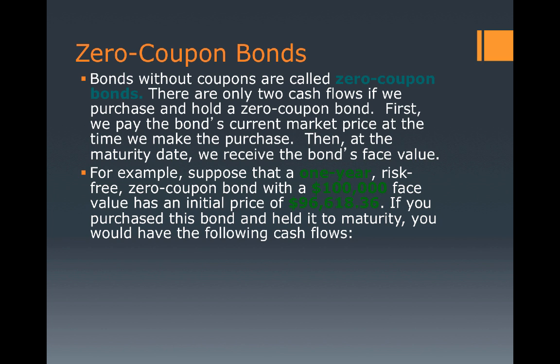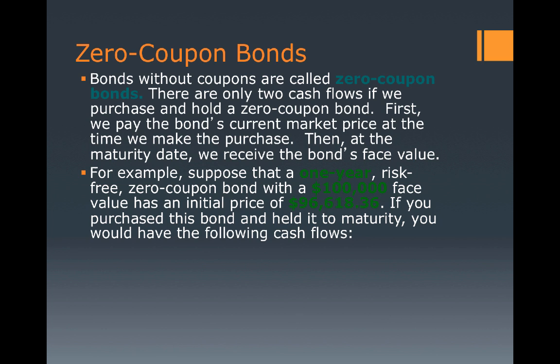So if you take a look at this timeline, suppose this is a 1-year bond. It's a risk-free, zero coupon bond. It's a treasury bond. And it has a $100,000 face value. You buy the bond for $96,618.36. And if you hold it until maturity 1 year later, you would have $100,000.